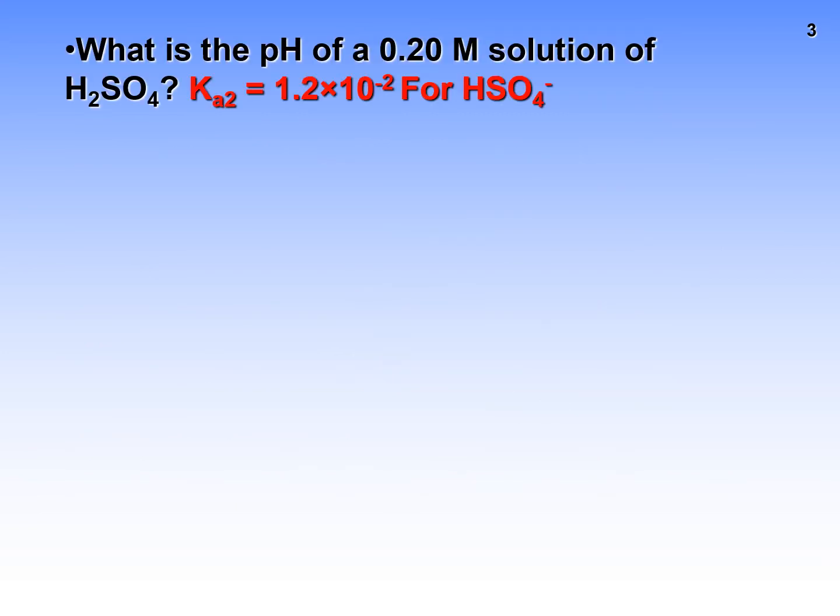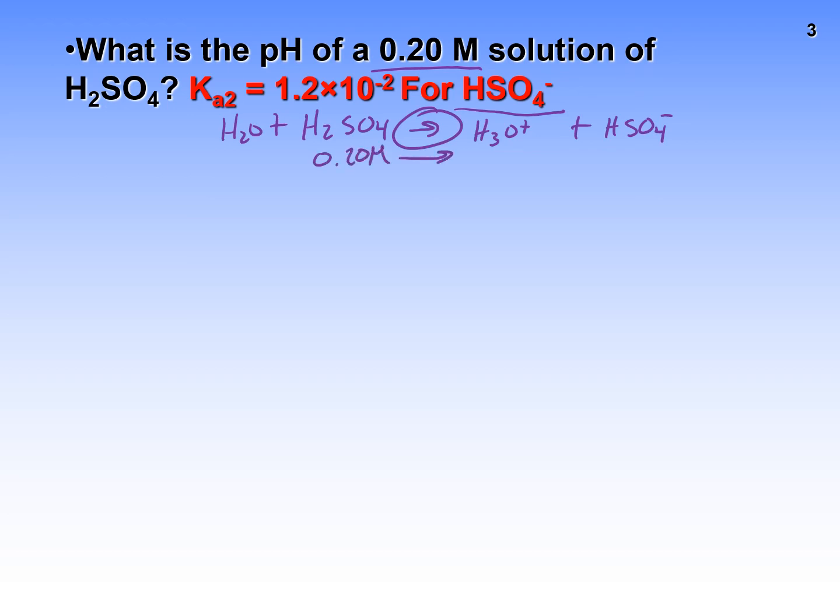Okay, so let's do a problem involving H2SO4. We have a 0.2 molar solution of H2SO4, and we know the Ka for HSO4- is 1.2 times 10 to the negative 2. The first step here to understand is that H2SO4 dissociates with a one-way arrow into H3O+, it's technically reacting with water, and HSO4-. Now, we have to understand this one-way arrow, so whatever concentration of this guy I have, that's how much I make of H3O+ and HSO4-. So I get 0.20 molar H3O+ here and 0.20 molar HSO4-.